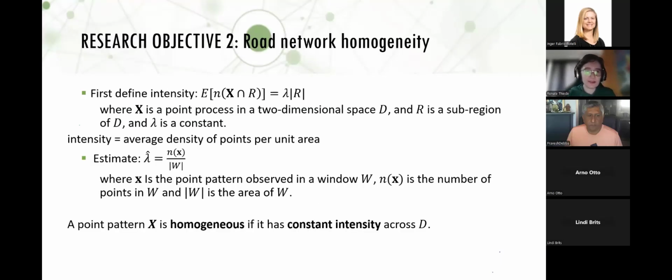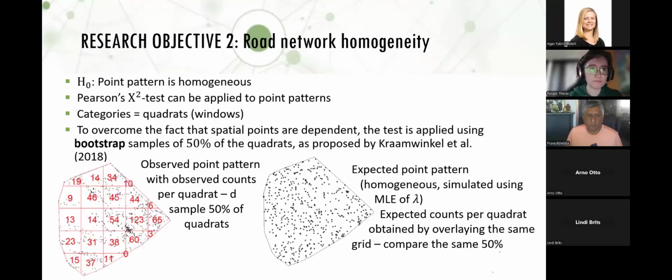So there's some obligatory mathematics and statistics in fancy notation about road network homogeneity. So essentially homogeneity, and I'll start with the bottom line on the slide, is that a point pattern is homogeneous if it has constant intensity across a specific two-dimensional space. And intensity is just defined as the average density of points per unit area. So essentially you want a nice even spread of points across an area. That means it's homogeneous. And I just applied that to the midpoints of lines, turned that into a spatial point pattern, and then checked to see whether it was homogeneous.